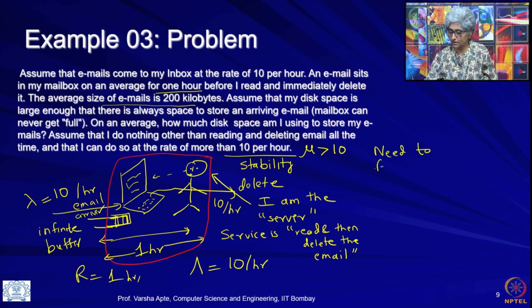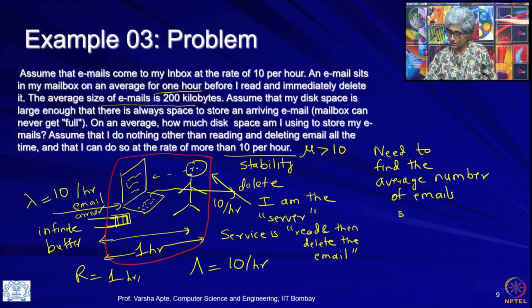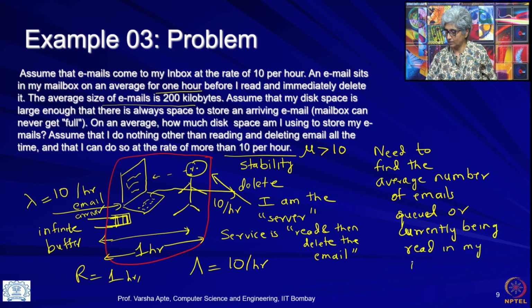Need to find the average number of emails queued or currently being read in my mailbox, right. If I find this, then I can multiply that by 200 kilobytes and I will get the space taken, right.